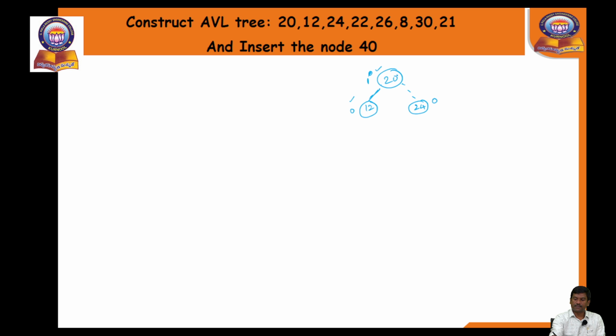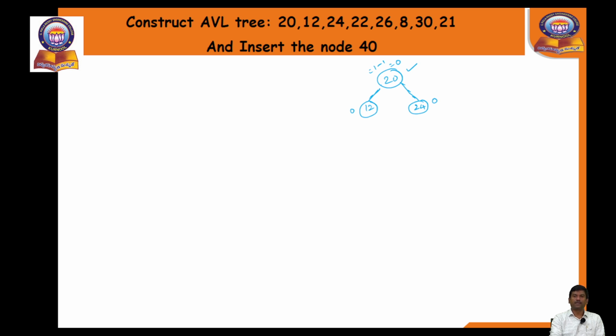And coming to the next part, that is the balance factor of the node 20. So for node 20, the balance factor is the height of the left subtree, that is 1, minus the height of the right subtree, that is 1, so 0. So this is also within the permissible range of the balance factor. And we can connect node 24 to the right child of the node 20. Take the next node, that is node 22.